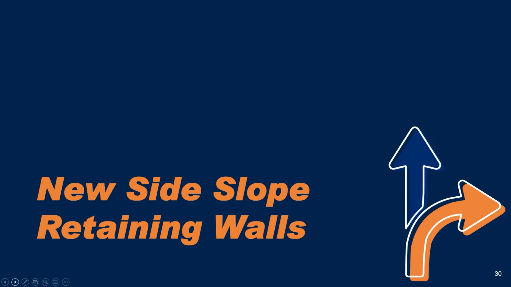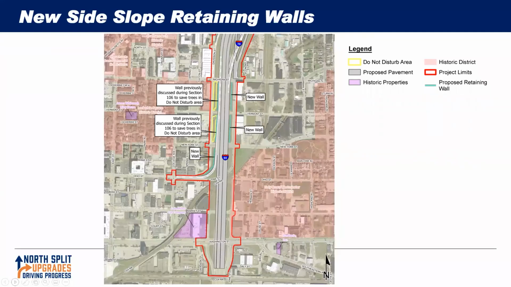Okay, we'll move on. I'll talk a little bit about some new side slope retaining walls that are being proposed in the project. Again, we've got a map showing the south end of the project. Towards the bottom of the page is Washington Street, and outlined in red is the North Split project area that runs north and south in this area. And we've got 5 call out boxes that are pointing to some proposed retaining walls that are, is that a green color, Kia? Kind of a light green color.